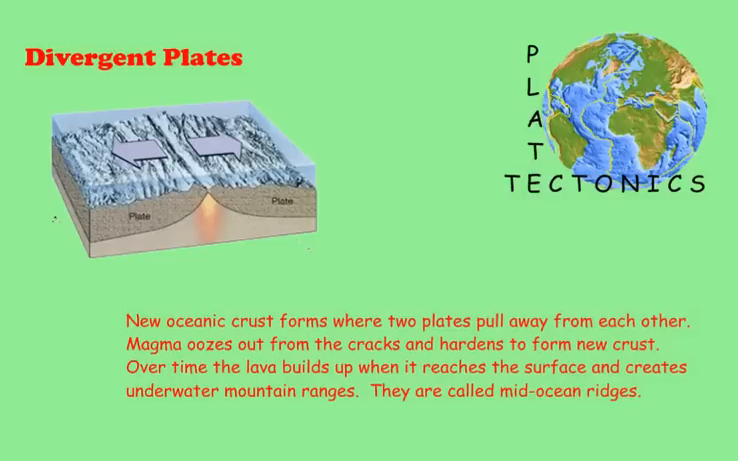Another type of movement is the moving away, which is called divergent plates. These two plates are moving away from each other. New oceanic crust forms where two plates are pulling away from each other. So the magma is oozing from the cracks and it hardens to form new crust. Over time, the lava builds up when it reaches the surface and creates underwater mountain ranges. These are called mid-ocean ridges. So divergent plates create mid-ocean ridges.